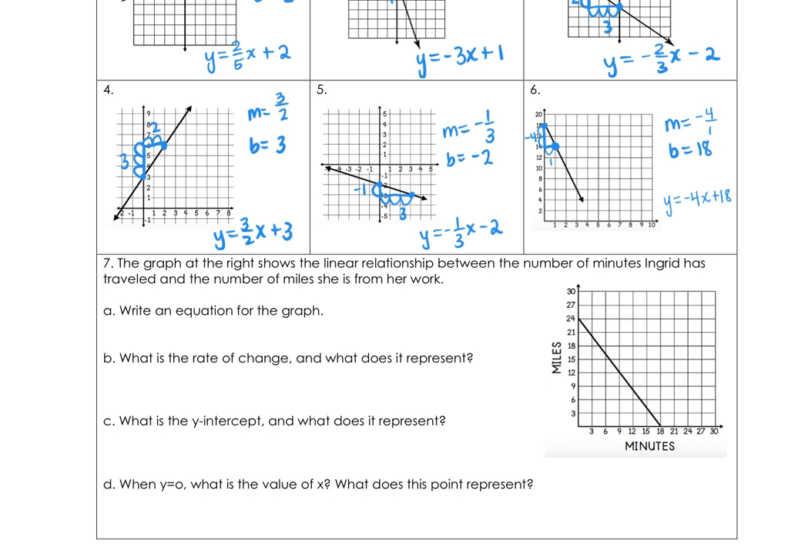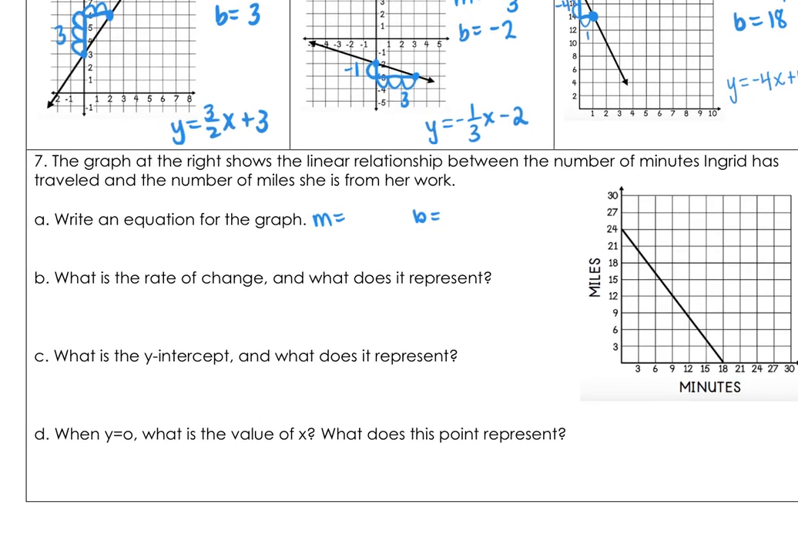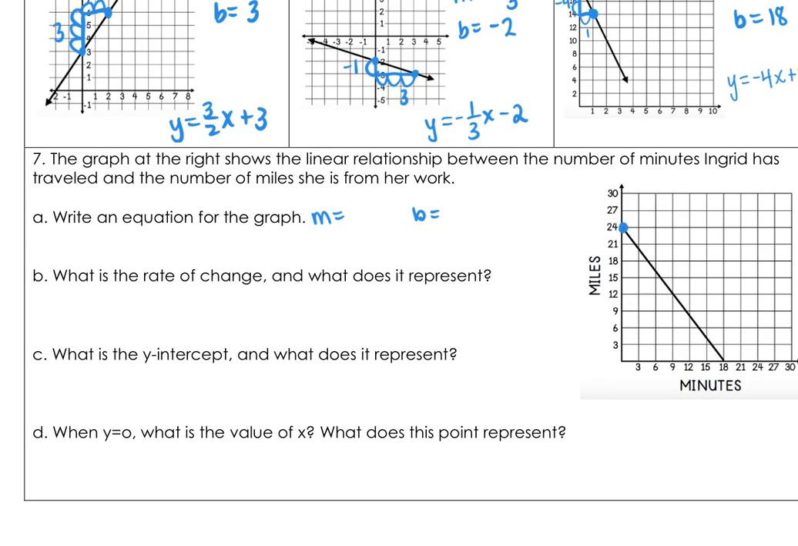Okay? So number 7 says, the graph at the right shows the linear relationship between the number of minutes Ingrid has traveled and the number of miles she is from her work. So Ingrid is driving to work. That's what we're looking at. Okay? A says, write an equation for the graph. So we're going to do that the exact same way we did numbers 1 through 6. We're going to identify what's the slope, and then B, what's the y-intercept. So the y-intercept's easy to identify. It's going to be 24.